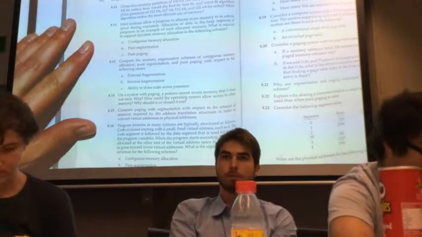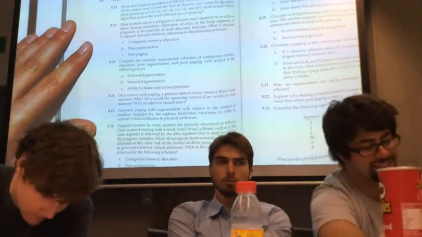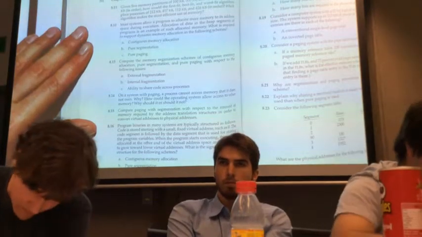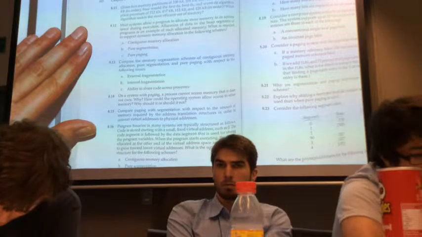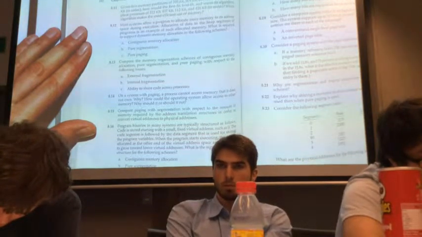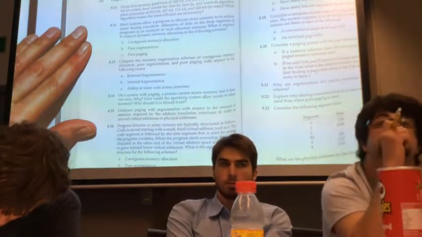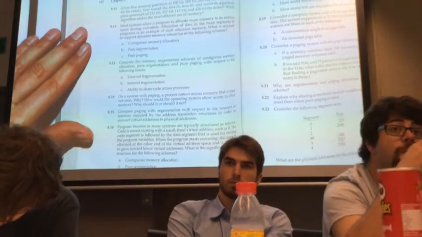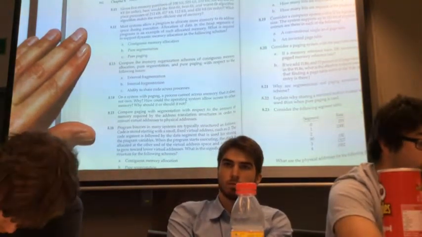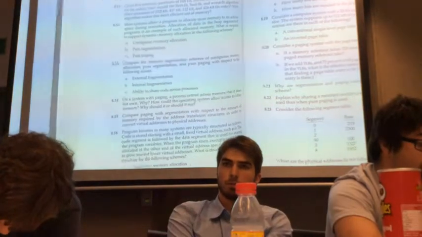Given 5 memory partitions, 100K, 500K, 200K, 300K, and 600K in that order, how would the first fit, best fit, and worst fit algorithms place processes of 212K, 114K, 417K, 112K, and 420K? And which algorithm makes the most efficient use of memory? All right.